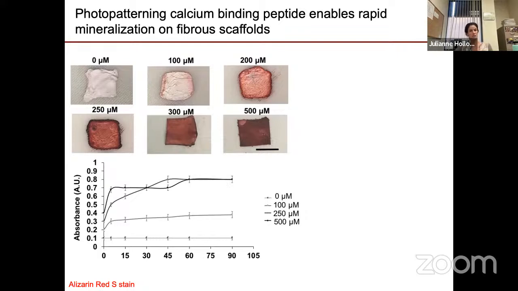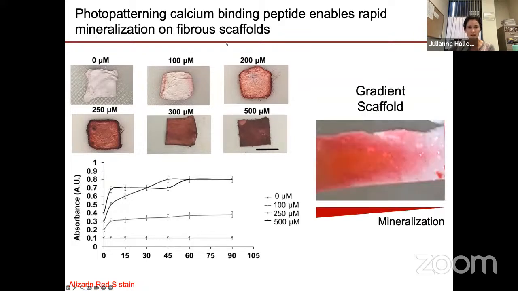And then here you can see that when we place the calcium binding peptide onto these scaffolds, we are able to preferentially control the mineralization of these materials. Without any of the calcium binding peptide, we get very little mineralization. And then with increasing amounts of the peptide, we have higher amounts of mineralization. We can actually create these gradient scaffolds as well. Here you can visualize the mineralization using this alizarin red S stain, and you see it's highly mineralized where the calcium binding peptide is, and then it transitions to non-mineralized where the calcium binding peptide is not present.